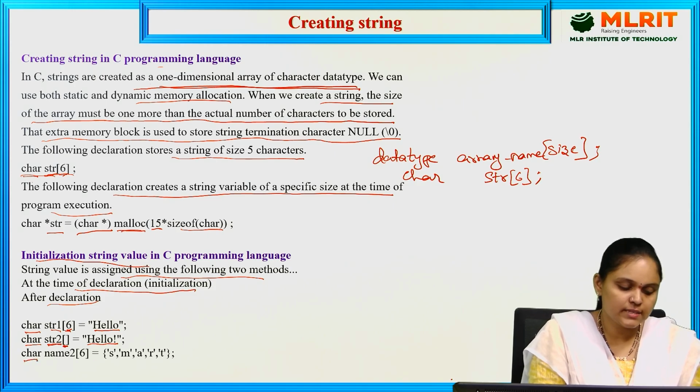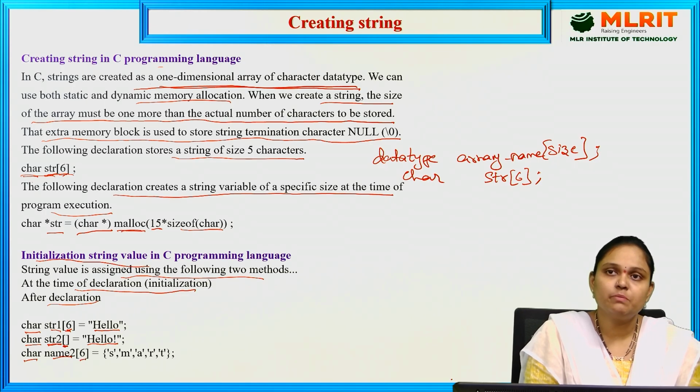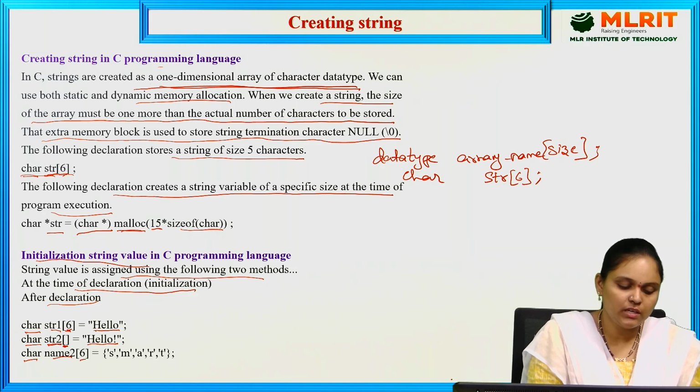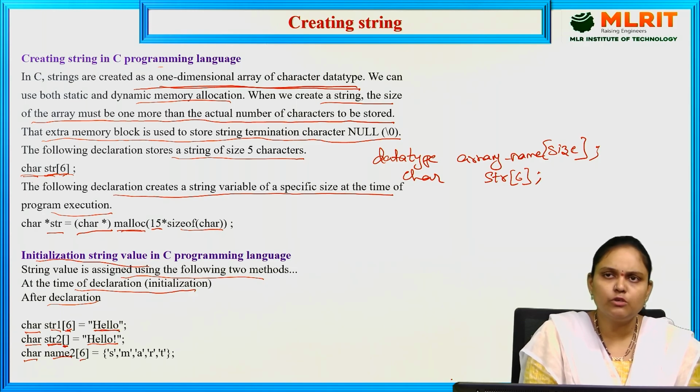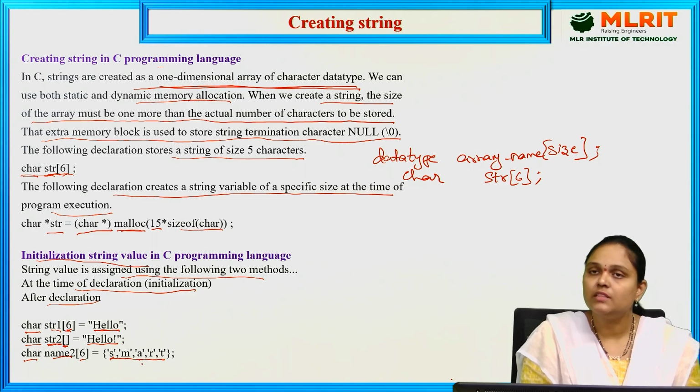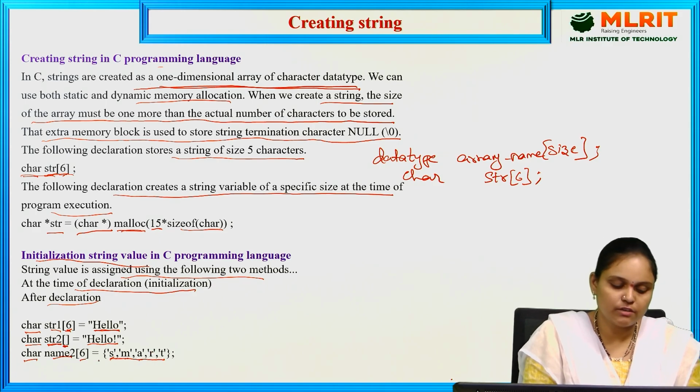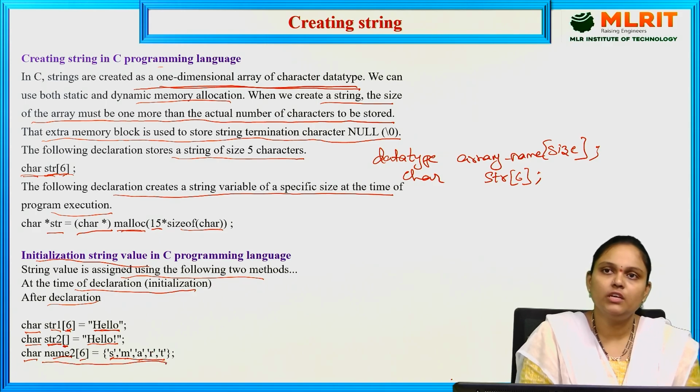And the next one, char is the data type. Name2 is the string name, or else we can also tell it as an array name, and 6 is the size. And also you can initialize character by character. So here you are initializing the complete string, that is the group of characters we include in double quotes. Here, character by character means a single character also we can initialize. See, 'S', 'M', 'A', 'R', 'T', we are giving inside single inverted quotes. That is nothing but character by character initialization. So that can also be done, and in such a way also we can initialize the values of a string.